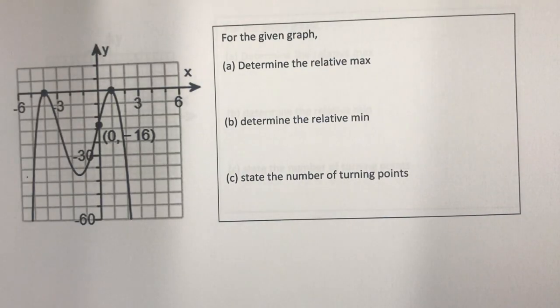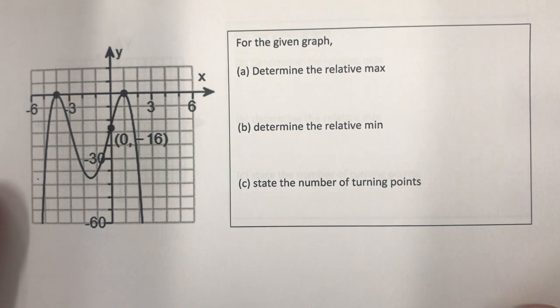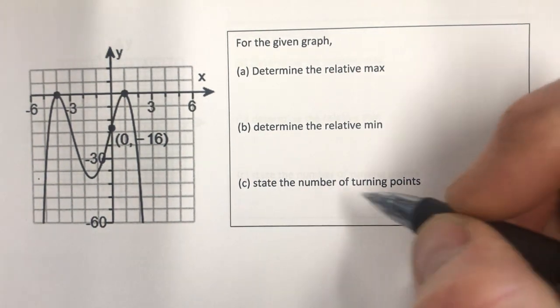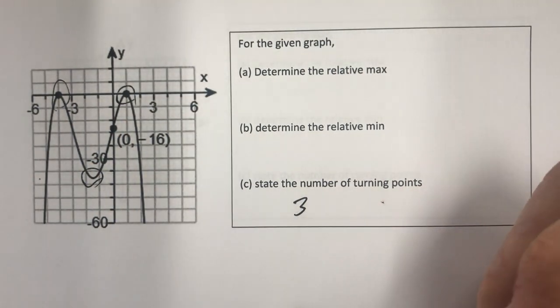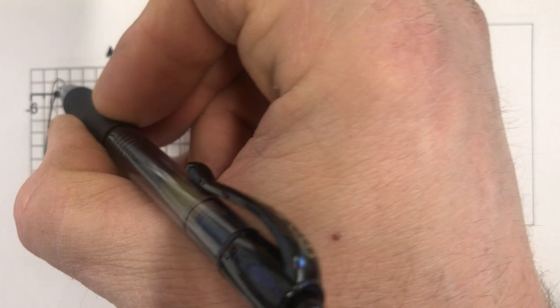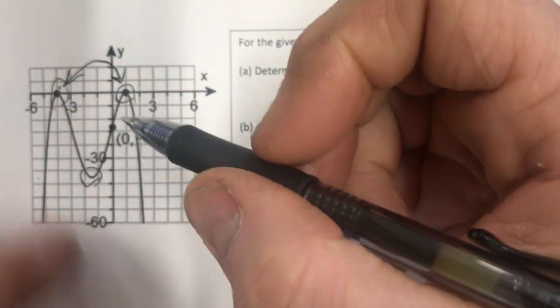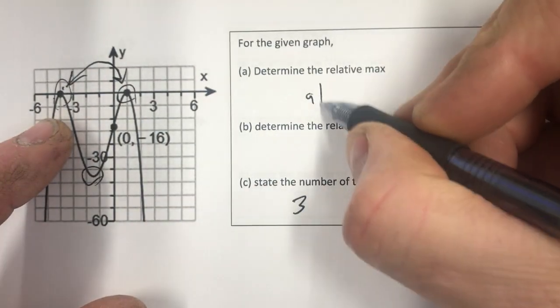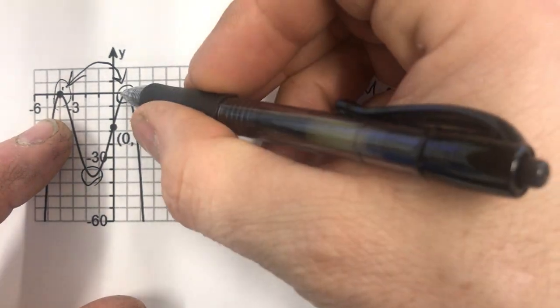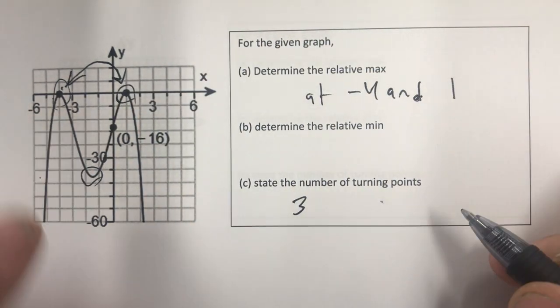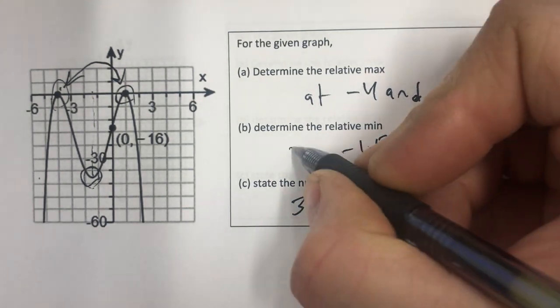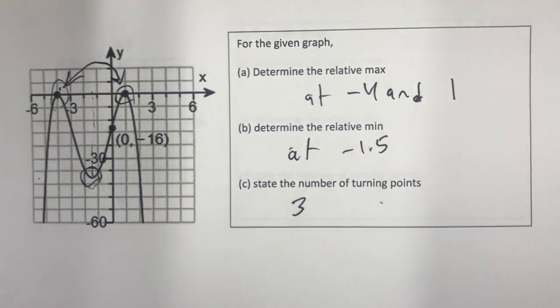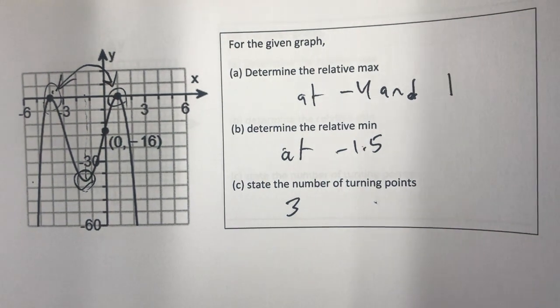Okay. What about this one? Okay, determine the relative max. Let's do our turning points first, because there's 1 here, 1 there, and 1 there. There's 3 turning points. Now my relative maxes, there's 2 of them. These 2 right here are relative maxes. This one's at negative 4, and this one looks like it's at 1. Okay, the relative min is right here, and that's going to be, looks like negative 1.5. It's at negative 1.5.